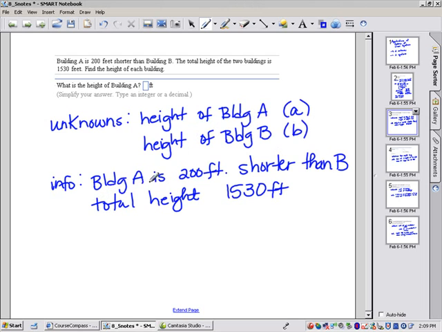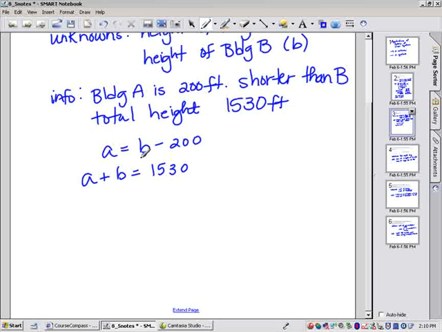So we know that building A is 200 feet shorter than building B. So from that statement, we know that A is 200 shorter than B, which would be B minus 200. And the total height, so if we add them together, we will get 1,530. And this one again is set up to use substitution, because A is already isolated in the first equation. So when we replace our A with B minus 200 in the second equation, we would get B minus 200 plus B is equal to 1,530.